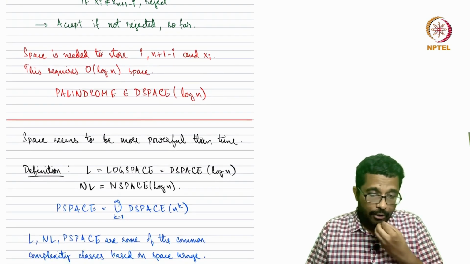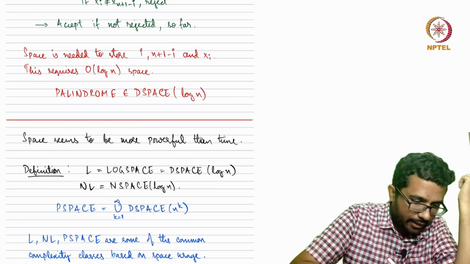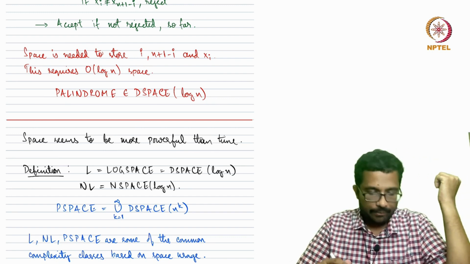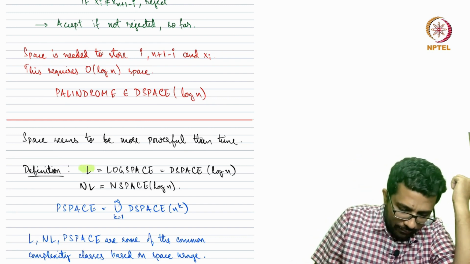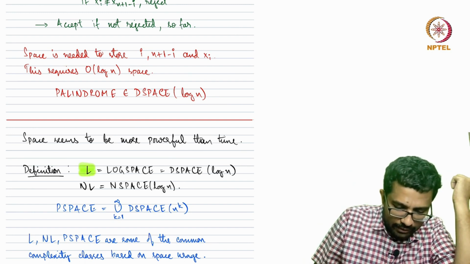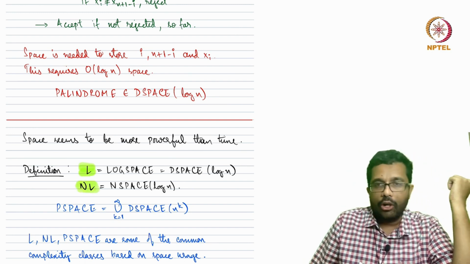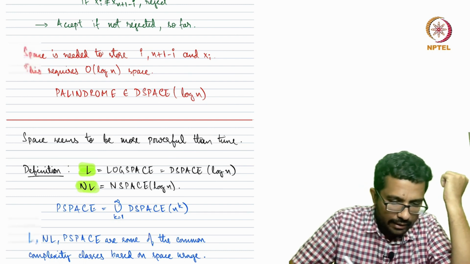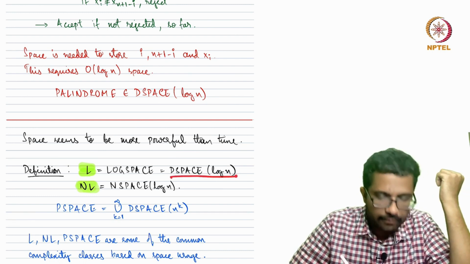Now let me define some complexity classes, like we define P and NP in the case of time complexity. The complexity classes are L, which stands for log space, and NL, which stands for nondeterministic log space. Log space is the set of all languages decidable in DSPACE(log n).